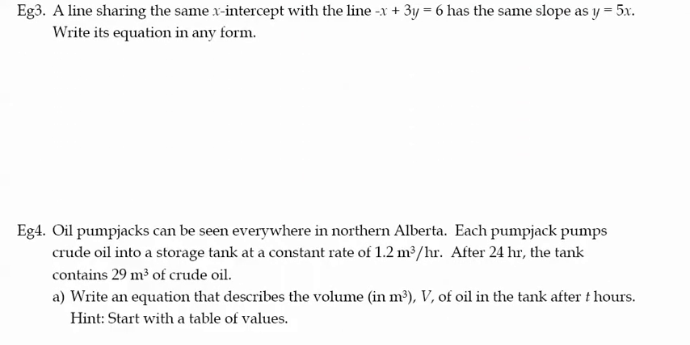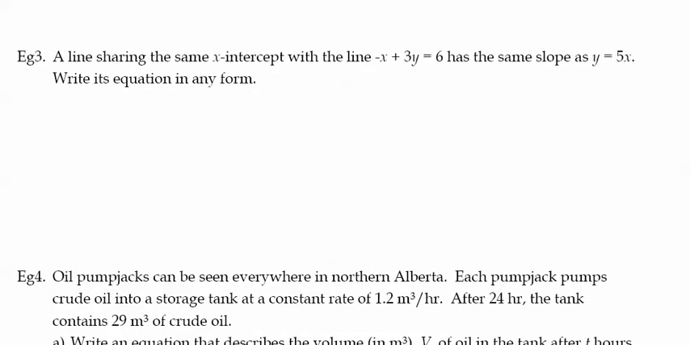So moving on to example number 3. In example number 3, this question looks a little bit weird. They are saying that there is a line, but we don't know the slope, we know nothing about it. The only thing given to us is that this line has the same x-intercept as the line here.